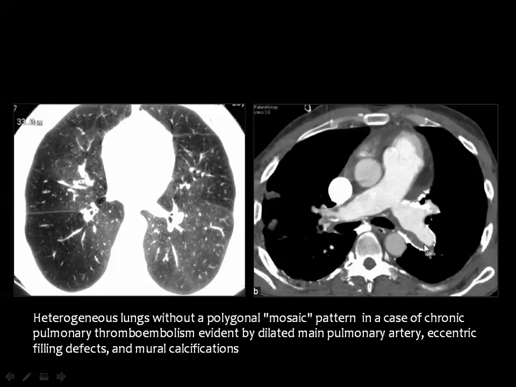If you look here, this is the main pulmonary artery, the left side and the right side show eccentric emboli denoting chronicity, and the lung window shows patchy areas of ground glass opacities scattered in both lung fields. The hyperlucent areas are those which are ischemic, and those are the perfused lung tissue.